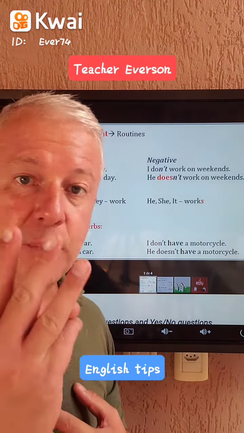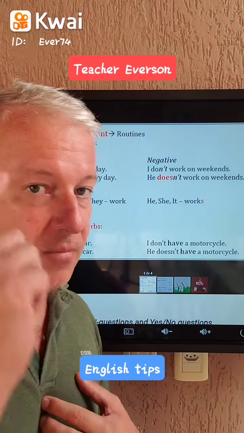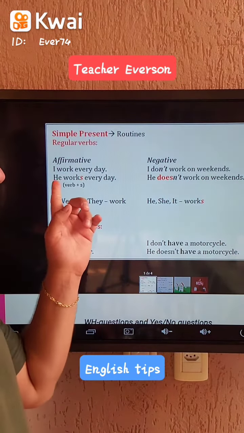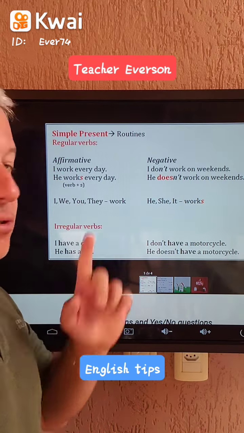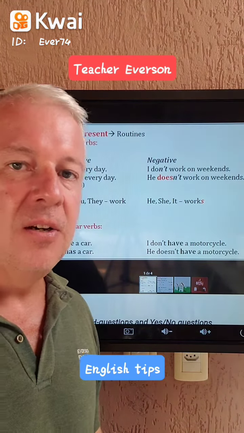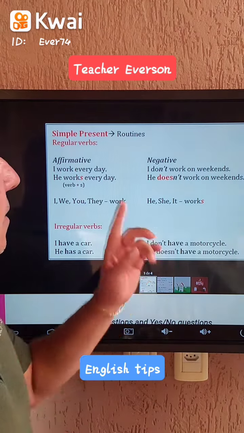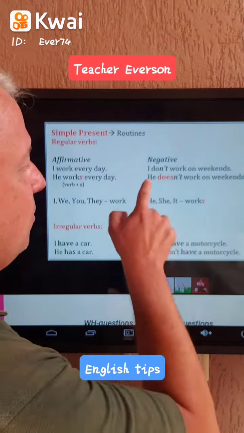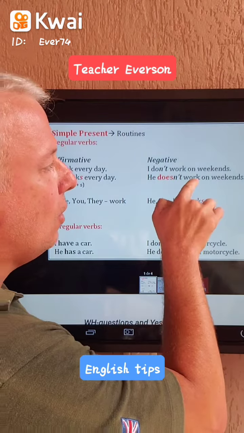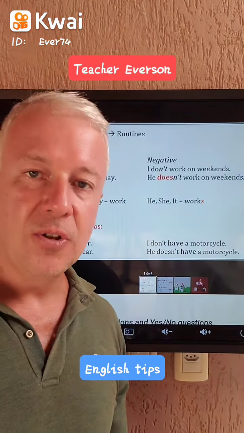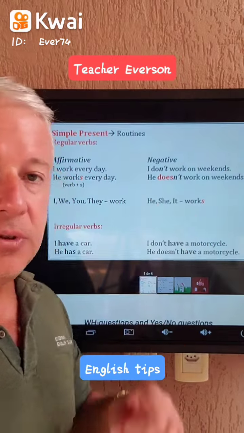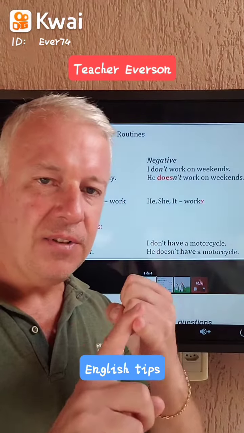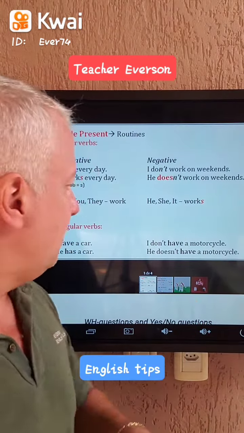For the third person singular, remember to add the S. Example, he works every day. So work plus S for regular verbs. For negative sentences, you don't need to add the S. For example, he doesn't work on weekends. It's not necessary because we are already using does, the auxiliary verb.